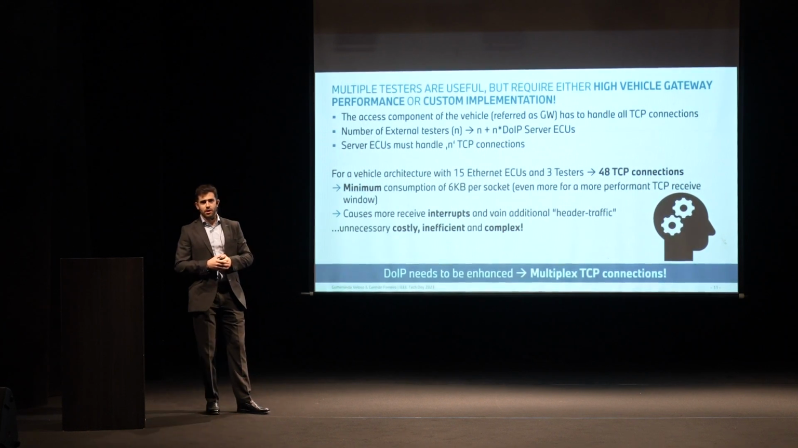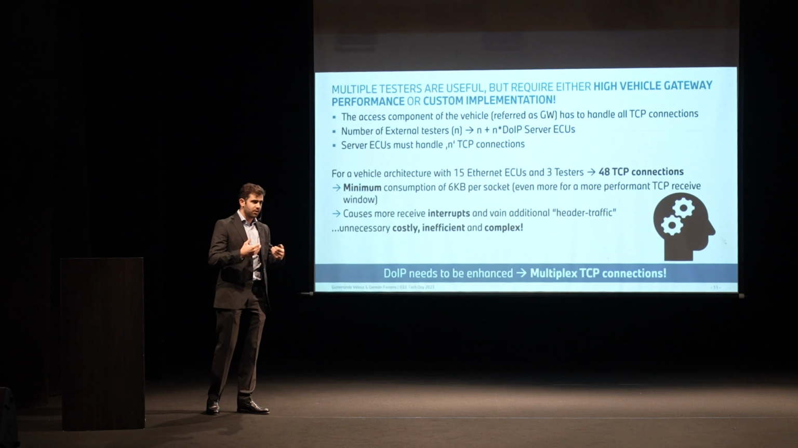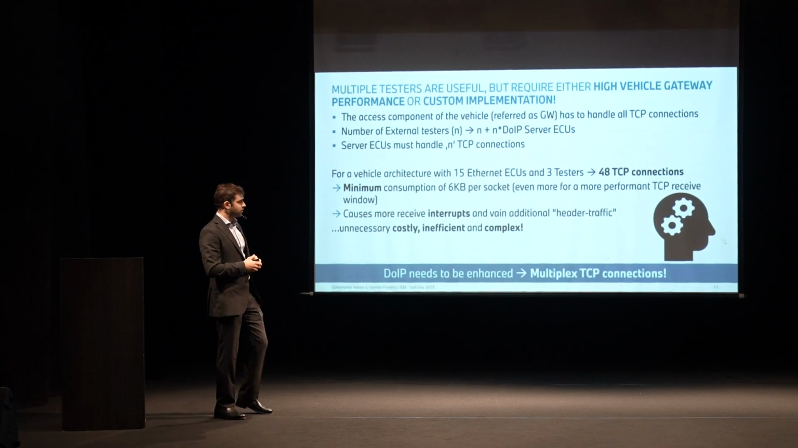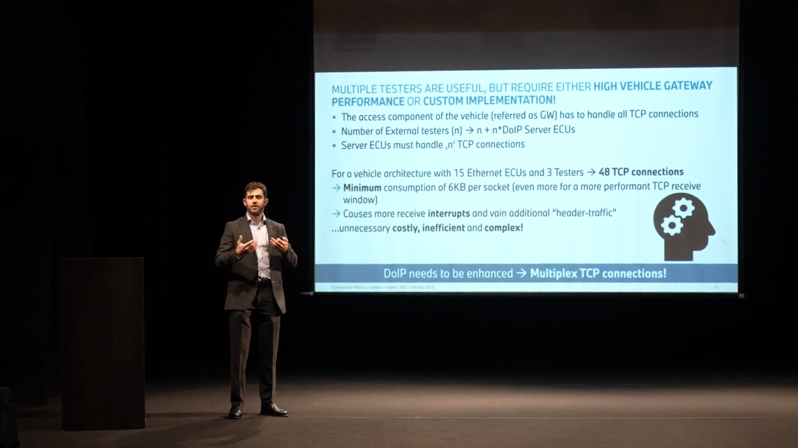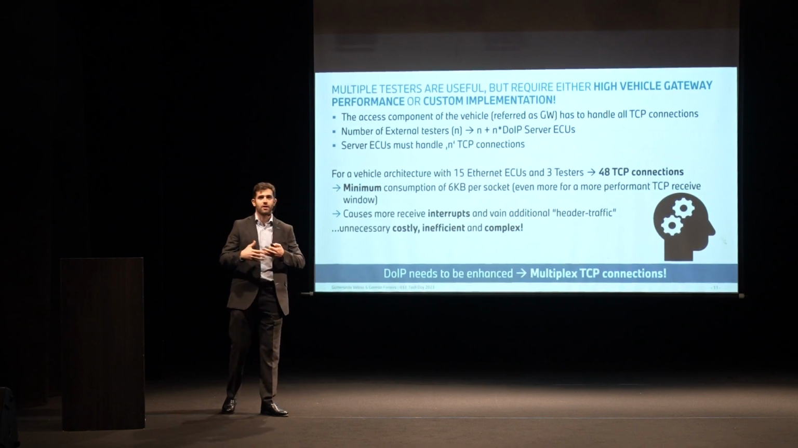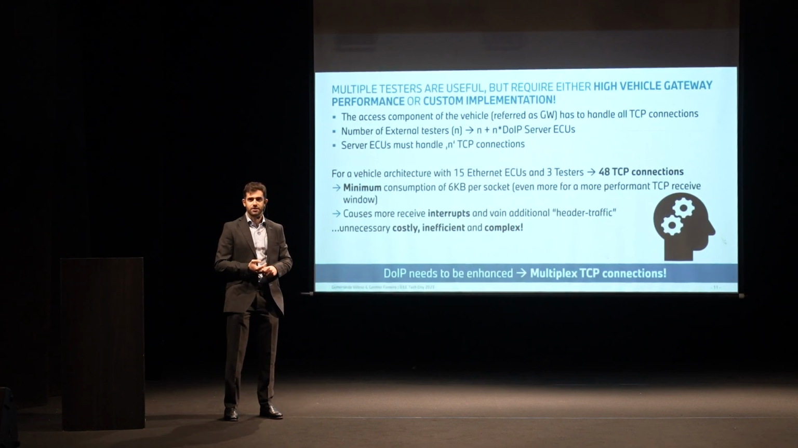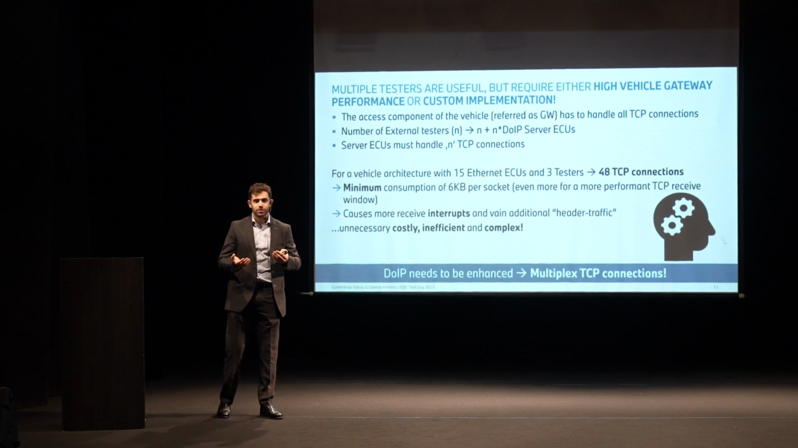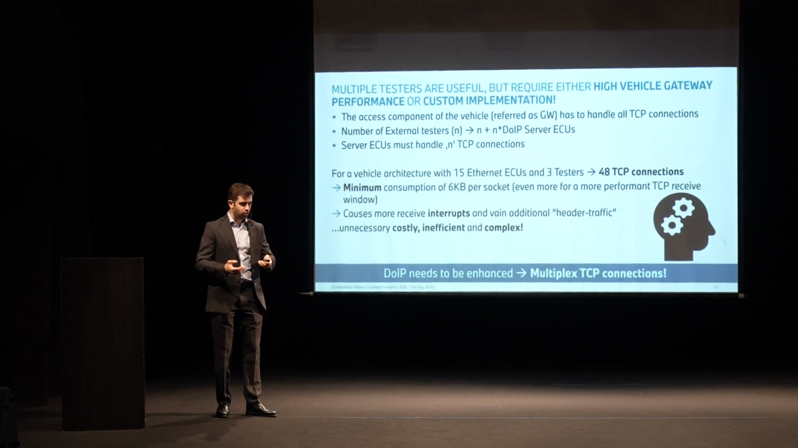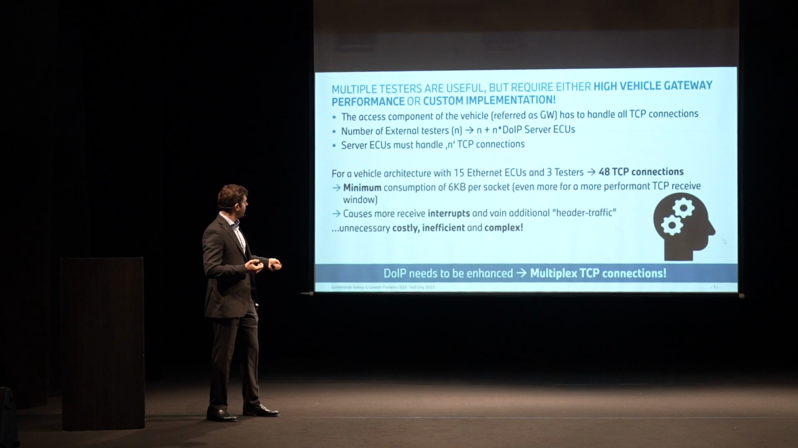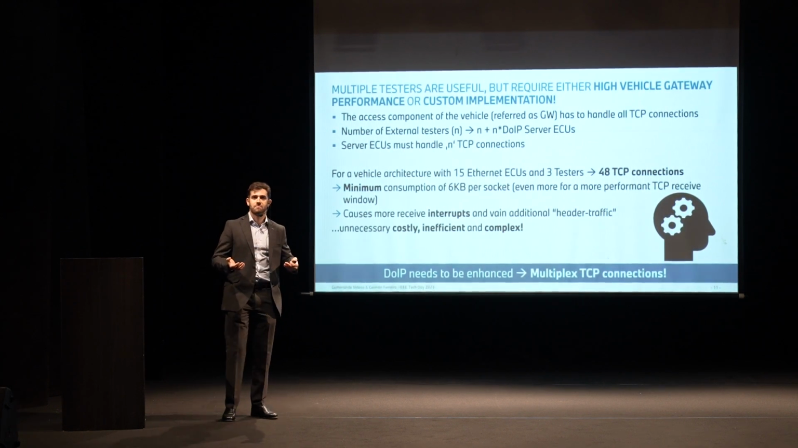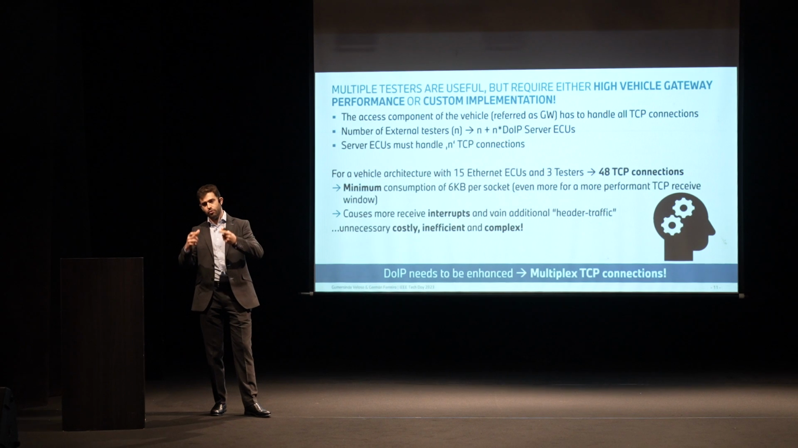On the DoIP server side, so on our target ECU, this will cause more receive interrupts on the software, and we will observe on the network some header traffic that is not adding any value to the communication. So therefore, we are adding cost, inefficiency, and complexity to our vehicle diagnostic system. Is it possible to optimize this? Well, we can optimize this behavior if we allow the multiplexing of the TCP connections, so that you could take a socket and share it across more than one tester.